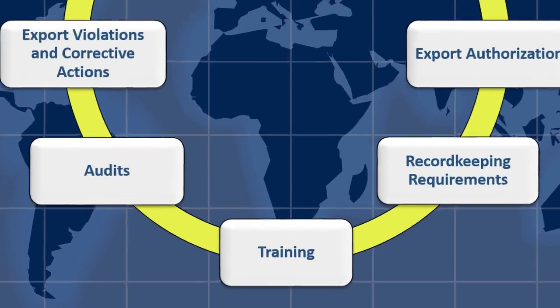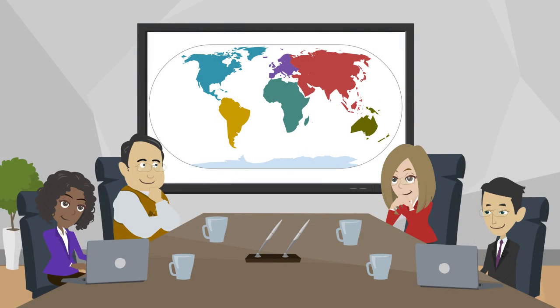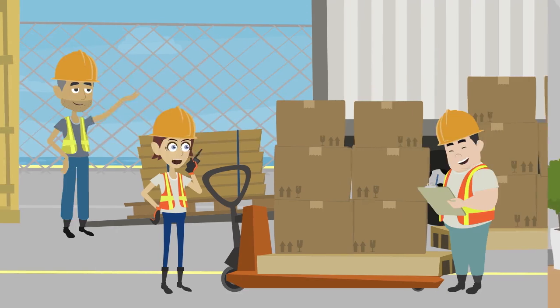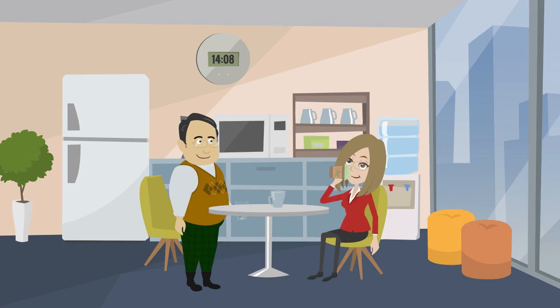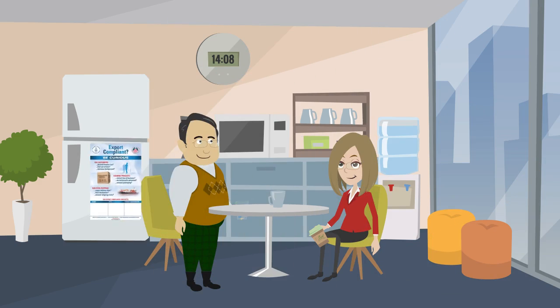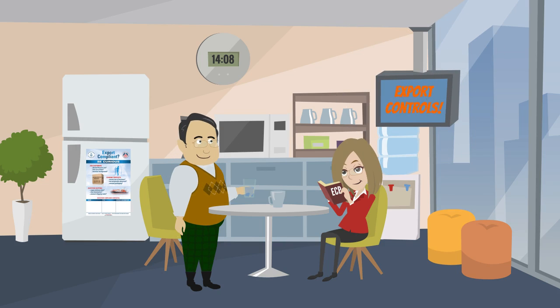Element number 5 is training. Training should be job-specific so that staff members understand their responsibilities. For example, the sales department might need to be aware of which countries would require export licenses. The shipping department might need to be aware of export clearance requirements. And never pass up an opportunity to provide training for your employees. Formal training can be supplemented with posters, videos, newsletters, and company handbooks.